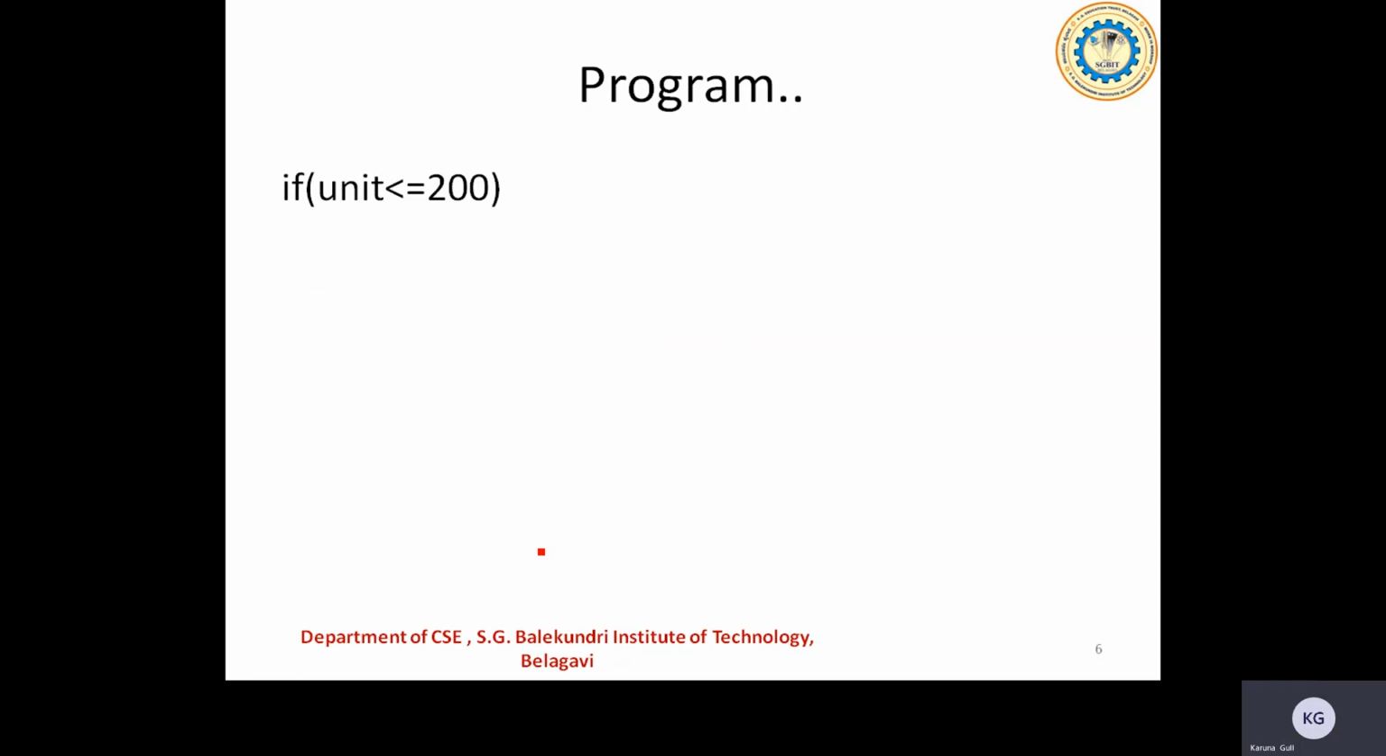Once we enter that, I'll check for the first condition. If the unit is less than or equal to 200, then I'll be asking you to calculate the charge. So charge is equal to unit into 80 paisa plus 100. So it is true for less than or equal to 200 units, for that particular range.